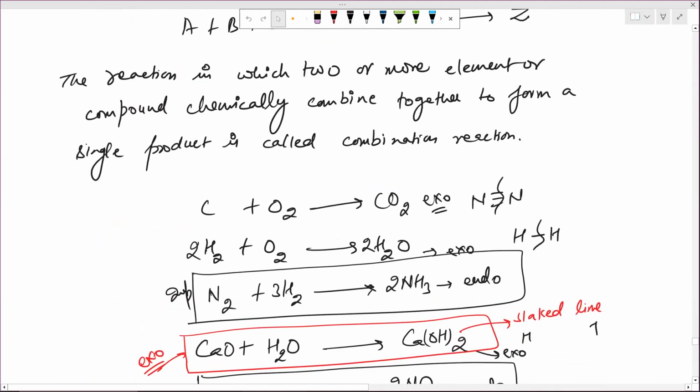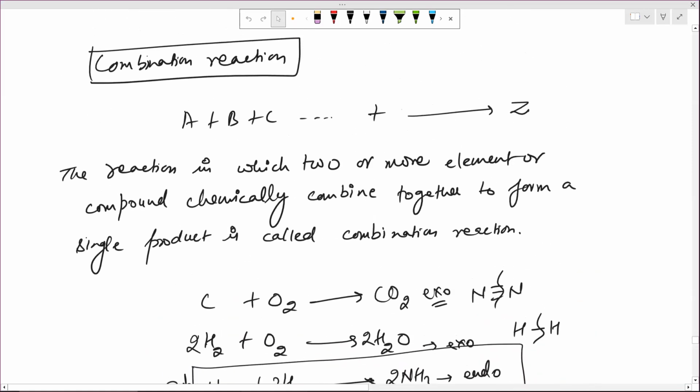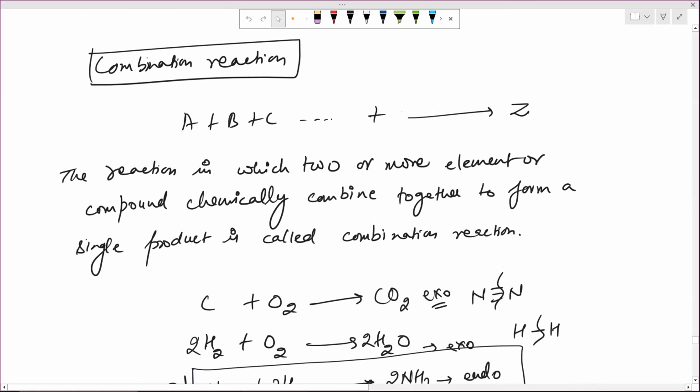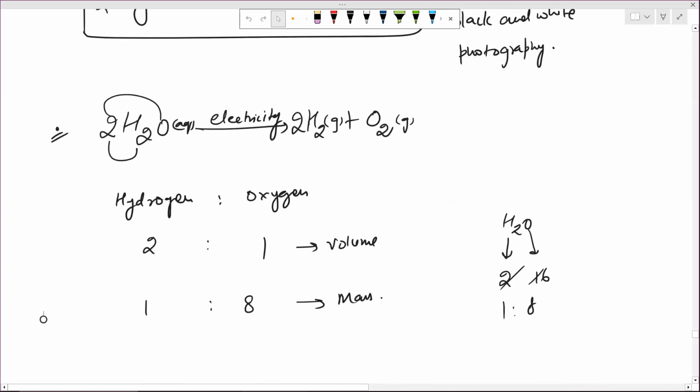Check it in your copy. Not written. What is combination reaction? Check in your copy. Sir, it is a reaction in which two or more elements combine together to form a single product.